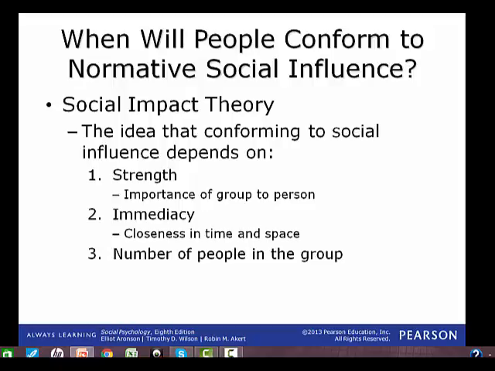Okay? So we're talking about normative social influence, about conforming to other people because we want to fit in. So when will we give in to this? Because obviously we don't give in all the time. When will we conform? Well, social impact theory gives us some ideas about things that make us more likely to conform. And so on the coming slides, we're going to talk about each one of these. But first of all, strength, it says the importance of the group to the person. So as you'll see, if it's a group that you really want to fit in with, then you'll be more likely to conform to them.